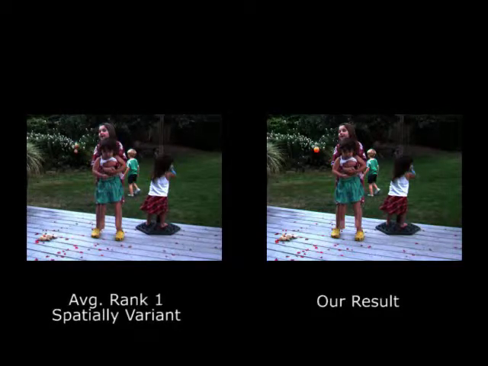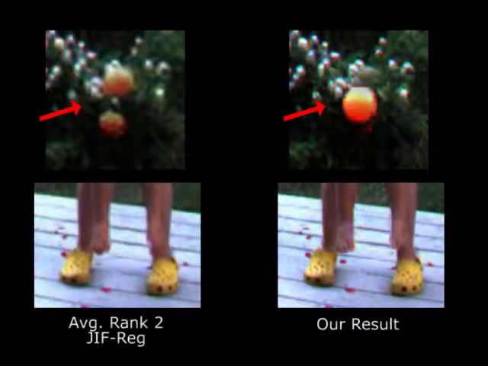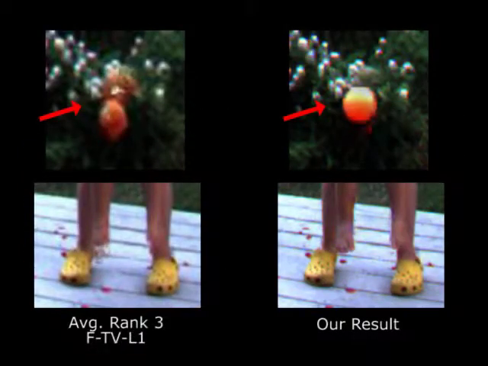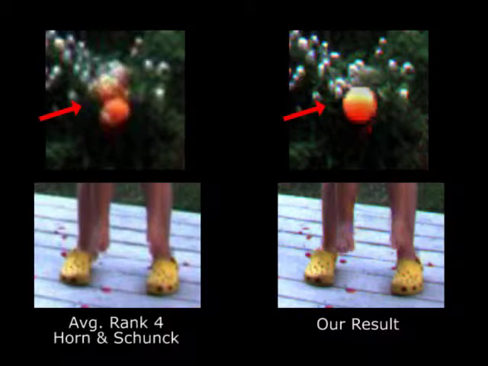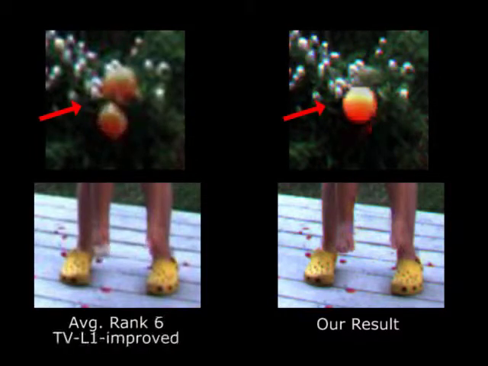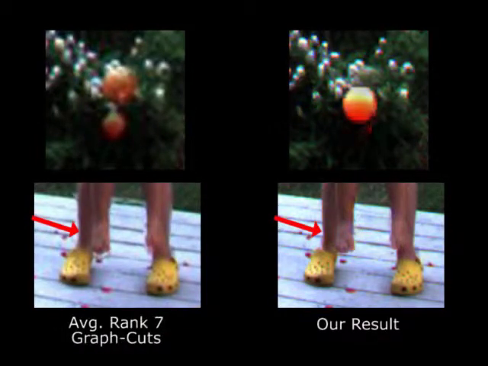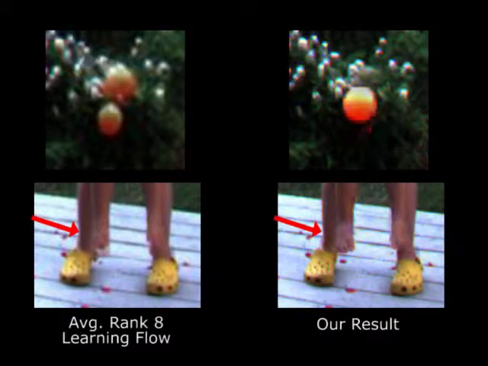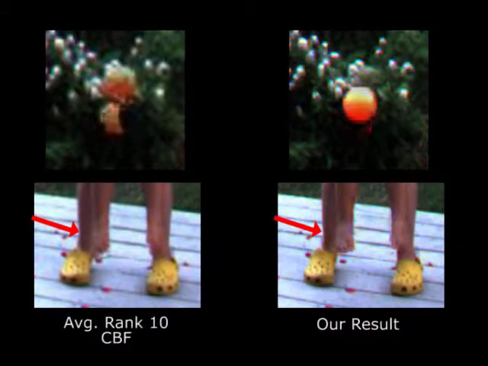However, when we zoom into complex regions with occlusions, differences are apparent. Note that we are able to keep the ball intact and handle occlusions correctly, whereas all other methods split it into 2. Note the blurring of the feet in other methods. We preserve the frequency content of the image.